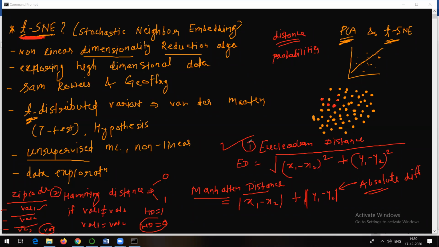So we have different ways. Euclidean distance you can use, Hamming distance you can make use of, and Manhattan distance also can be used to find out the distance between the points of the plane, right?